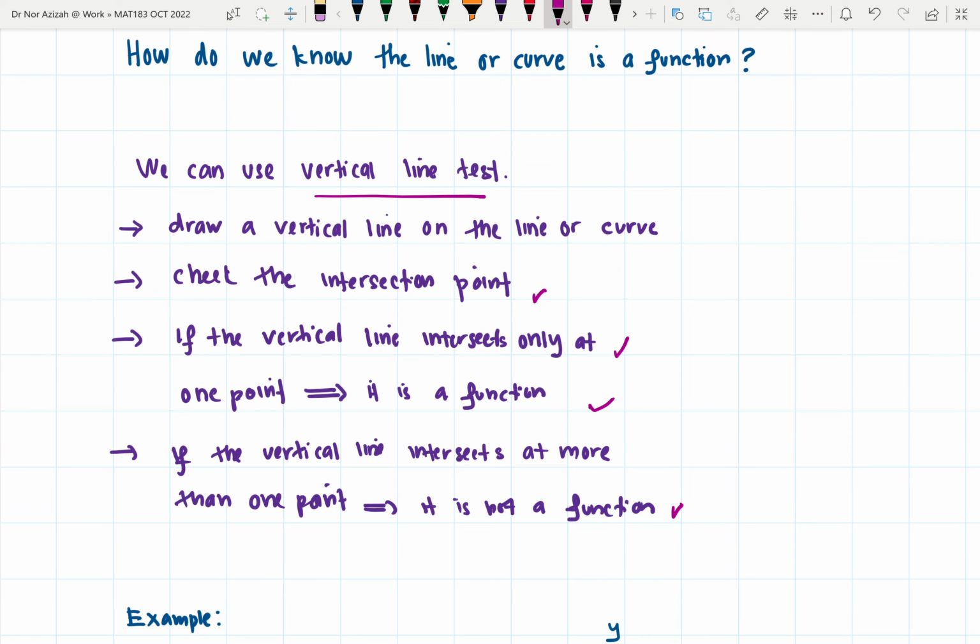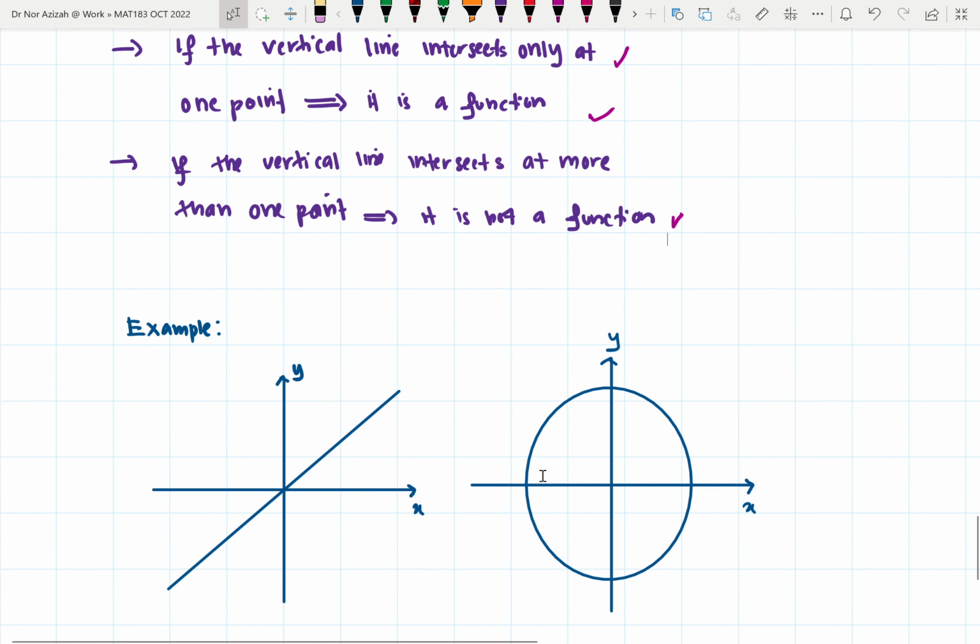For example, if we have this line y equals x, what you need to do is draw a vertical line that is parallel to the y-axis. This is the vertical line. Check the point of intersection. We only have one intersection point, so we can say that this one is a function.